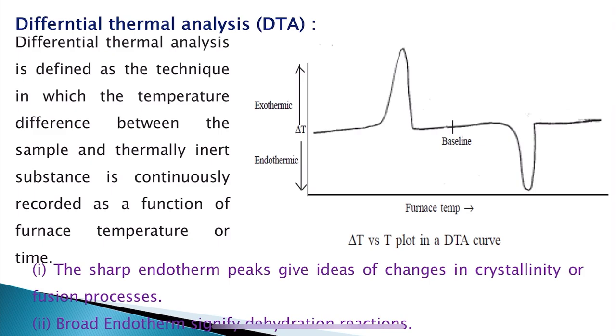Say for example, if we are using an inorganic salt or an inorganic compound which is in a crystalline state while starting the reaction, the crystalline state is going to get converted into an amorphous or a gaseous state. So this sharp endotherm peak tells us there is a change in crystallinity or a fusion process, whereas a broad endotherm peak, if we have a peak like this, signifies that a dehydration reaction has taken place.